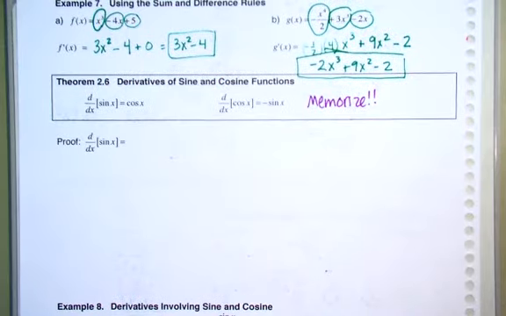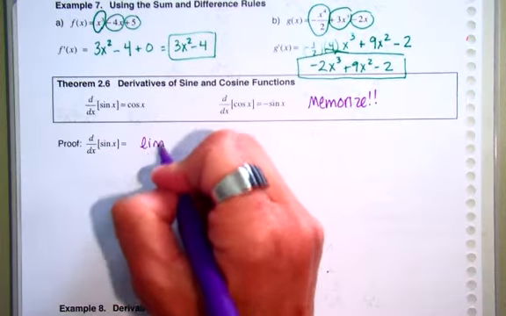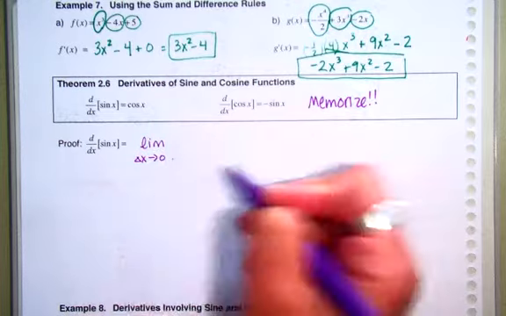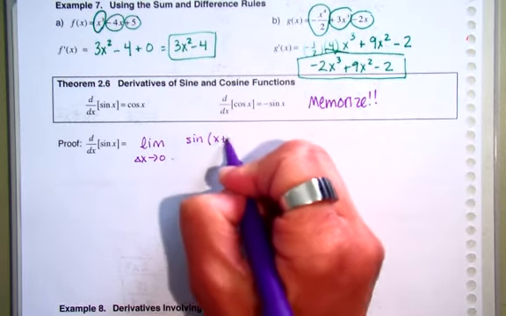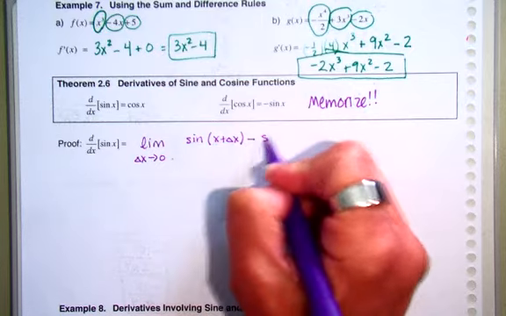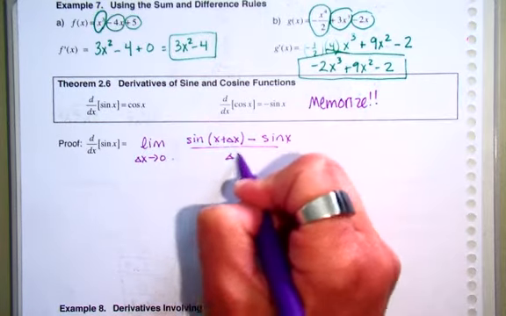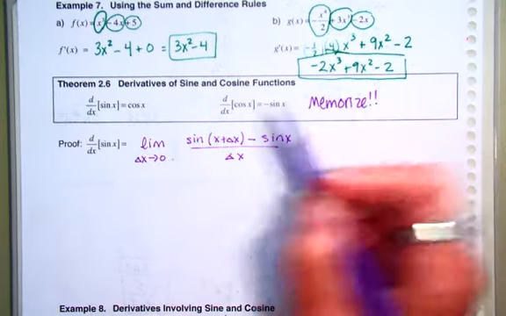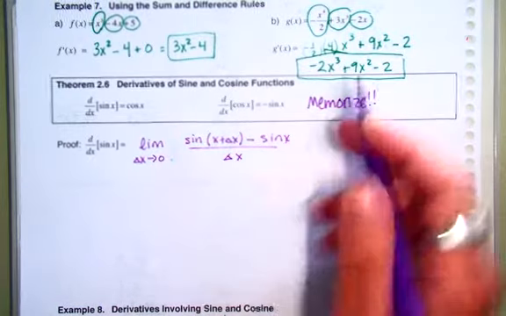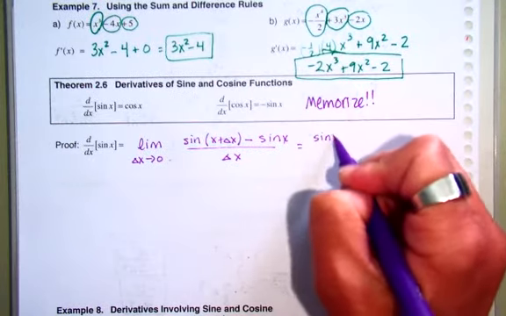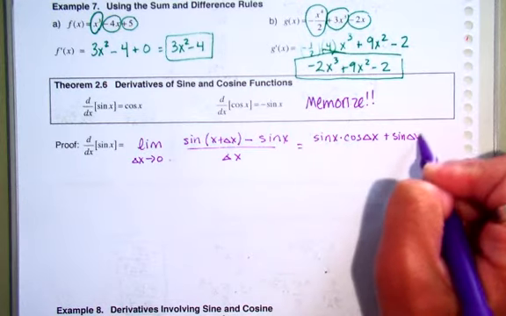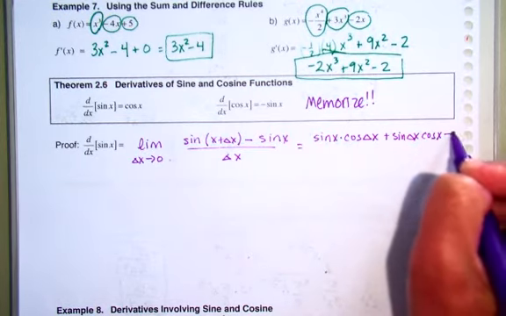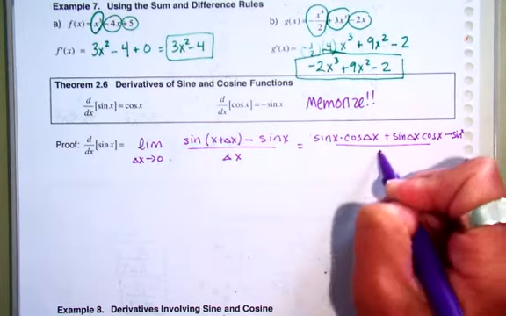Let me start with using the formal definition. The limit, and I'll use the delta x definition, as delta x approaches 0 of sine of x plus delta x minus sine of x, all over delta x. Then I'm going to use my addition formulas. So that becomes sine of x times cosine of delta x plus sine of delta x cosine of x, and still minus sine of x, all over delta x.